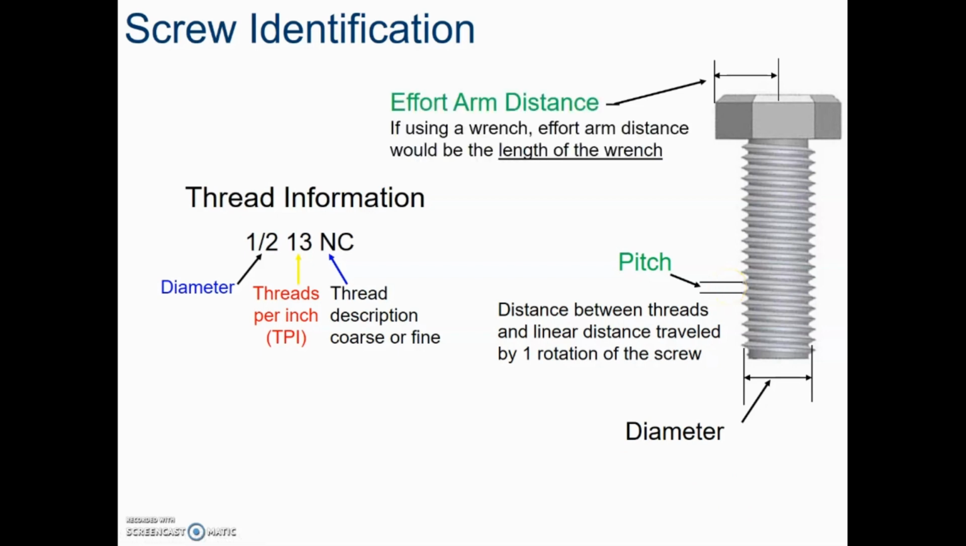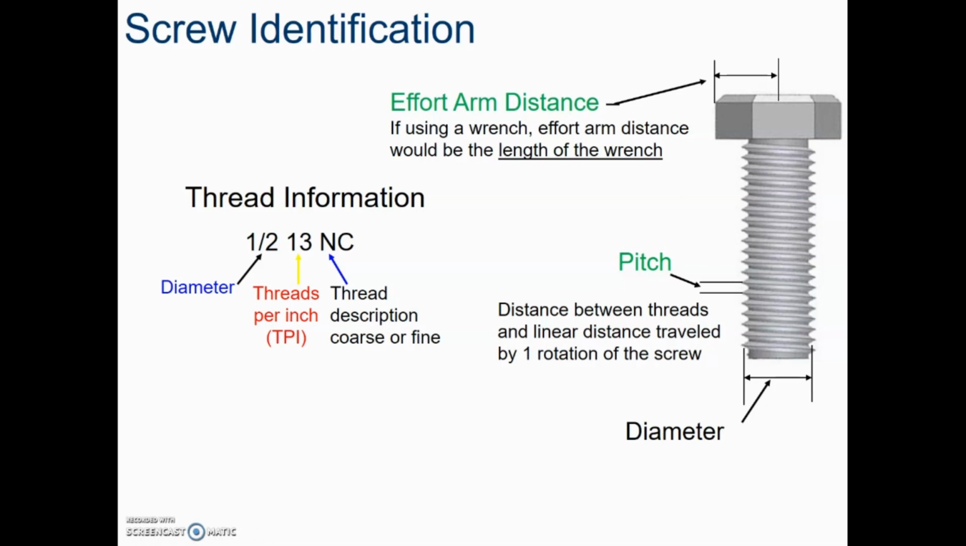Also, we've got our effort arm. Typically in our screw system, it's not just the screw itself, so this picture can be kind of misleading. The effort arm distance is really the tool that you're using to rotate the screw. If I'm using my fingers, then this is definitely going to be my effort arm, just from the center point to the outside point. If I'm using a wrench, it's going to be from the center point of my bolt all the way out to the end of my wrench. So we're not really talking about the screw itself for effort arm distance. We're talking about the tool itself.